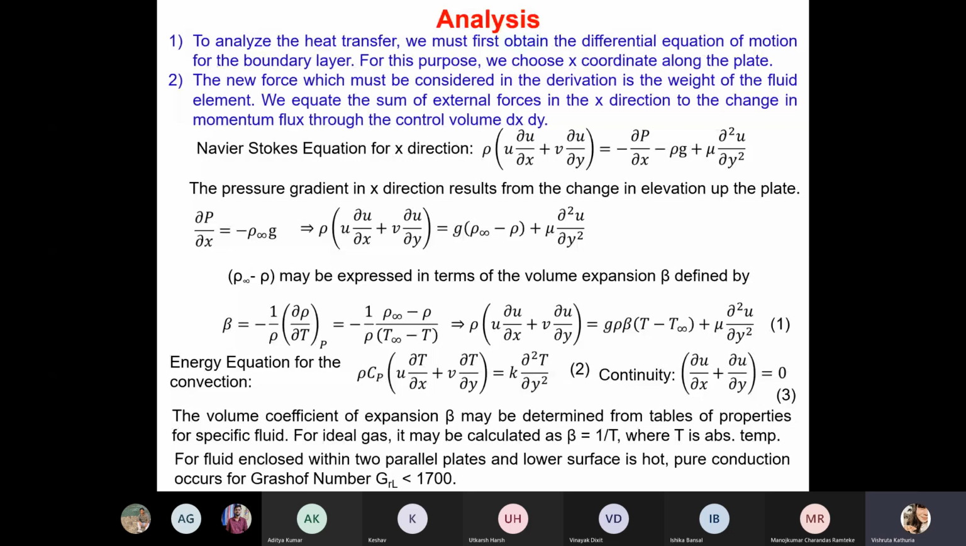Yes. And sir, in equation 3, can you please explain where this continuity equation came from? So see here, basically the continuity equation is the okay.